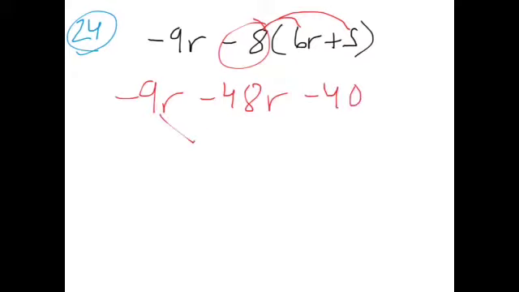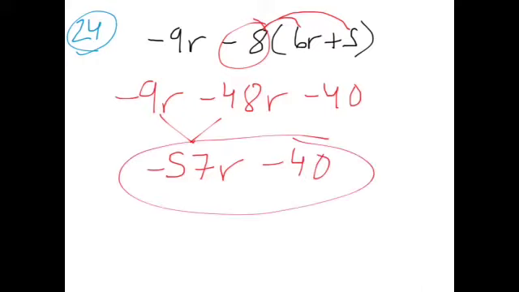In this case, we have things that are going to combine with the r's. Negative 9r minus 48r is going to give you, you're going to go more negative. So that's going to be negative 57r. And the subtract 40 didn't combine with anything. And that one's all done.